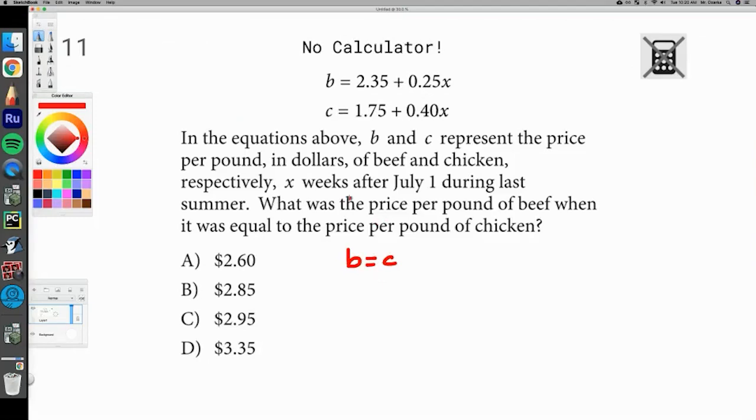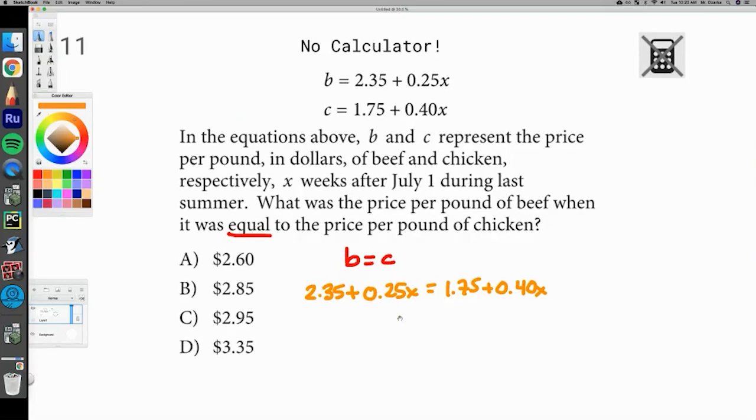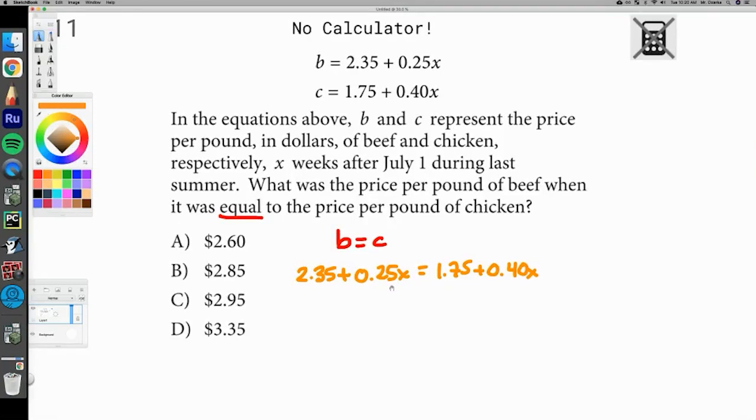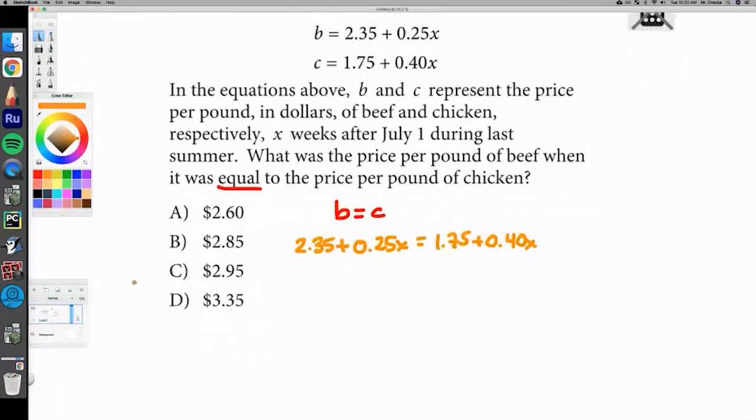Okay, because it says when they were equal. So that's the first thing I'm going to do. So it's going to be 2.35 plus 0.25x is equal to 1.75 plus 0.40x. The problem with this is it's only going to tell us what the x value is. It's not going to actually tell us the price per pound.